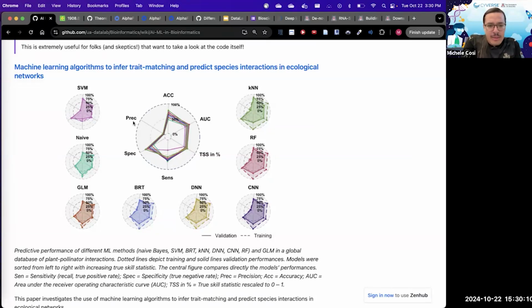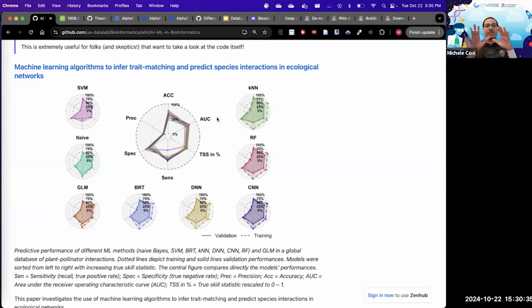precision, specificity, sensitivity, and true skill statistic rescaled. I'm not sure exactly what that is, Carlos, if you are aware. No. Thank you very much. Oh, well, don't worry about it. And area under receiver operating characteristic curve.